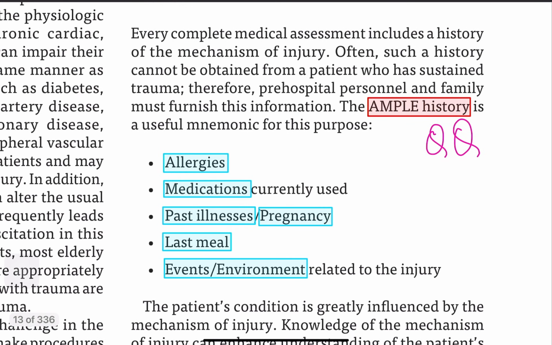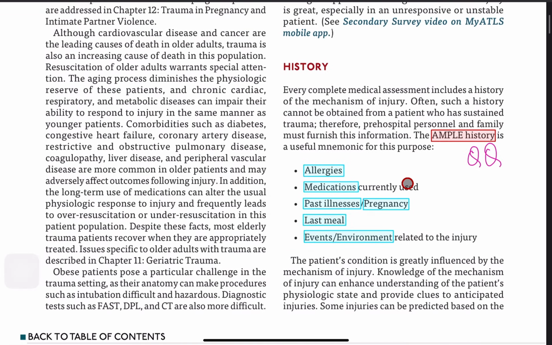AMPLE history. So AMPLE history is a part of secondary survey. Important line. Okay. So what is the full form of AMPLE? A for allergy, M for medication, P for past illness and pregnancy, L for last meal, E for event or environment. Okay. So this is very important. AMPLE history.